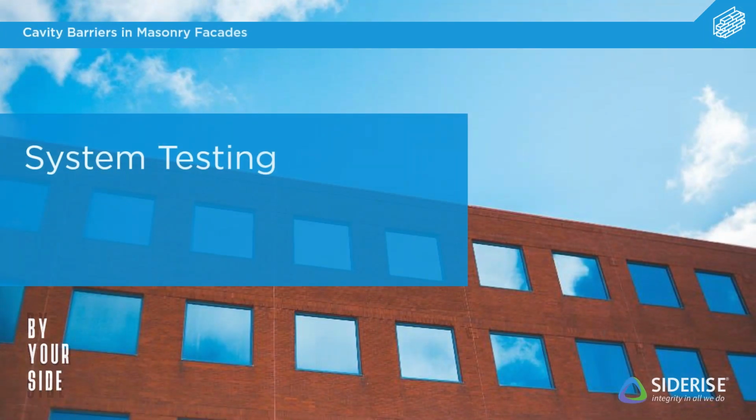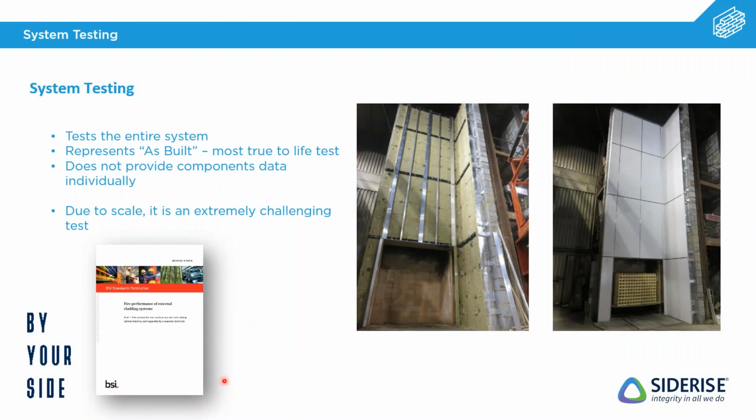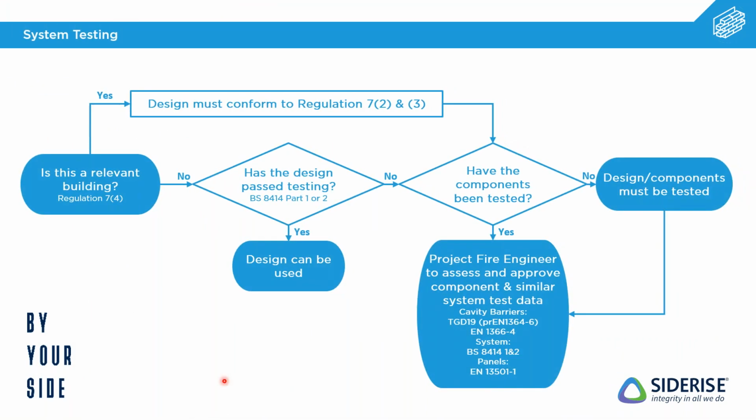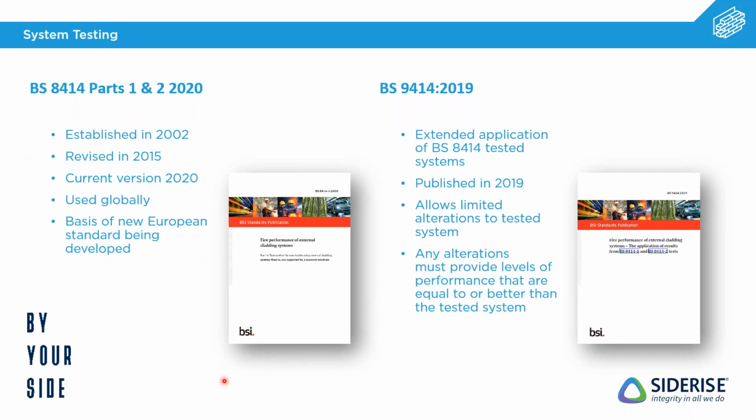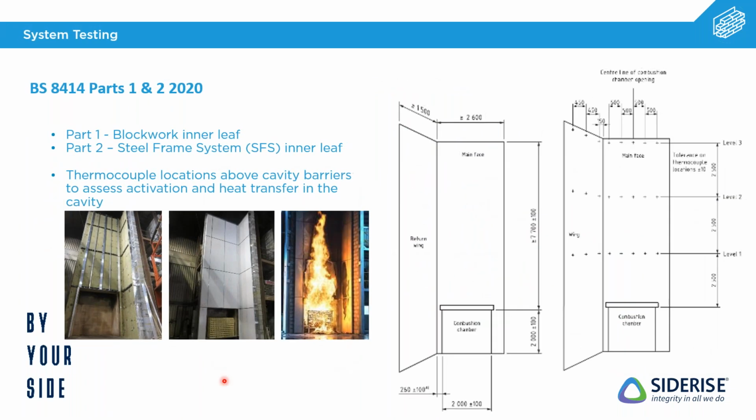In terms of system testing, as I say, not very common, but can be done for masonry. We have the 8414 test, which, don't worry about this, is just a repeat of the previous one in terms of routes to compliance. But looking at system testing, primarily you can go 8414, either parts 1 or 2, part 1 being the block work in a leaf, part 2 an SFS. The 9414 there as well just essentially gives guidance as to how you may extend that field of applications.